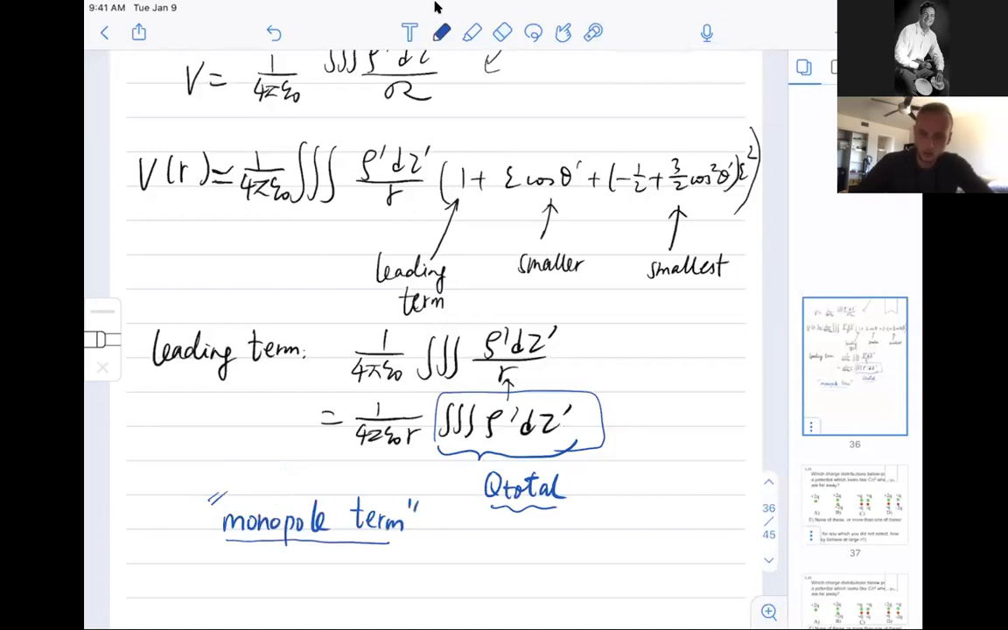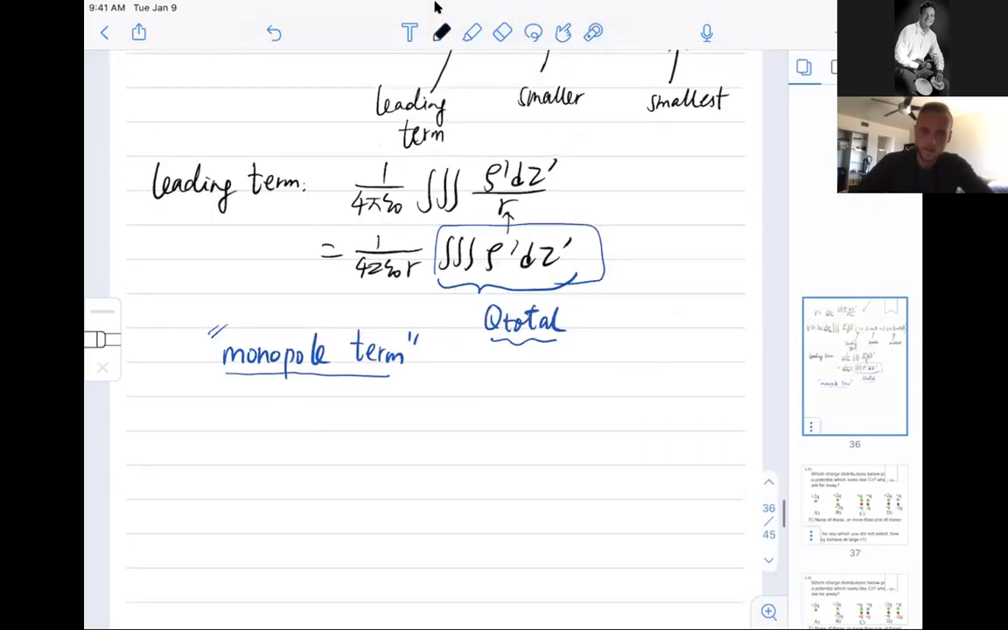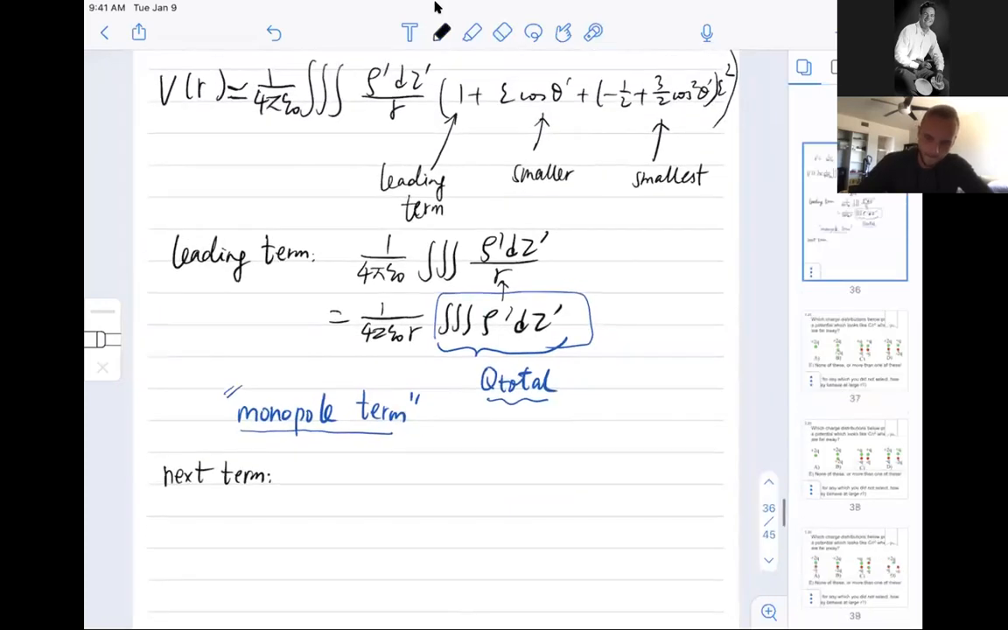Here we have the monopole term. You probably can predict what's coming up next. We're going to look at the second term. So next one is this. All right, we can plug back in our epsilons. Rho d tau over r. And recall epsilon is r prime over r, so I'm going to put it back, times cosine theta prime.